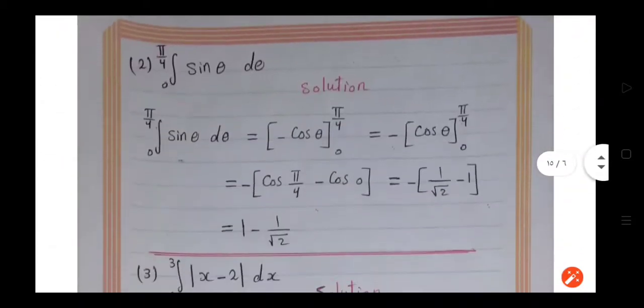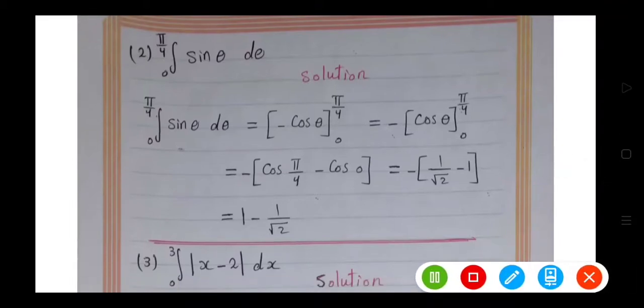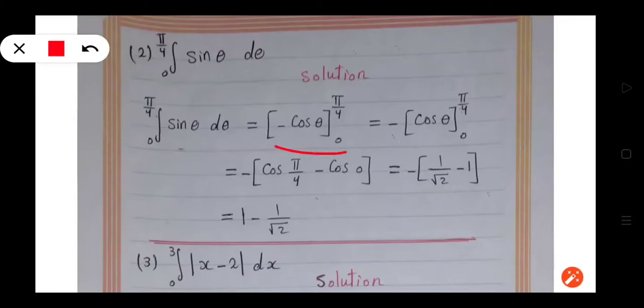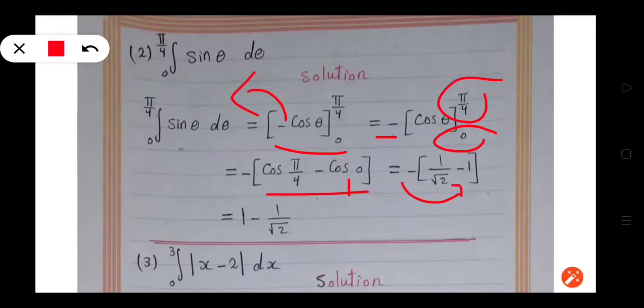Example number 2. Definite integral from 0 to pi over 4 of sine theta d theta. We have two steps. First, the integration of sine is negative cosine. Negative cosine from 0 to pi over 4. We put the negative outside: cosine theta from 0 to pi over 4. That means cosine pi over 4 minus cosine 0. Cosine 0 equals 1. Cosine pi over 4 is 1 over root 2, divided by the negative sign. That's equal to 1 minus 1 over root 2.